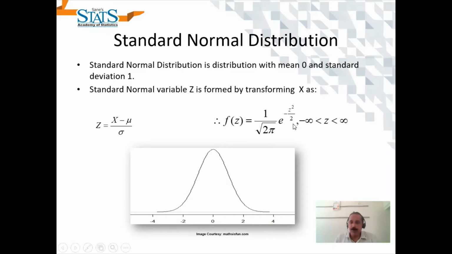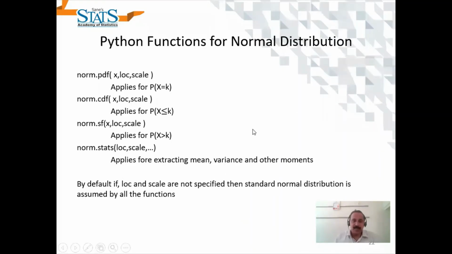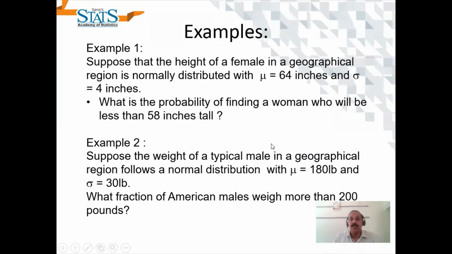Let us see few examples related to normal distribution. Some of the examples which we are going to see will be using the CDF function, which applies to x less than or equal to k kind of probabilities. For finding probability x greater than k, we have SF as the function, and for finding moments, we have stats as the function. Let us see some examples. So among these examples, let us see the first example.